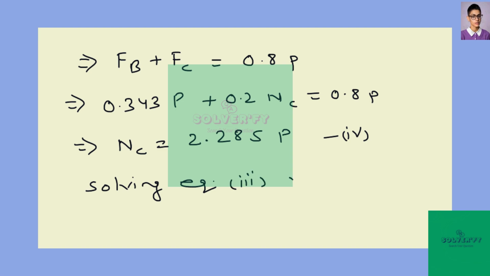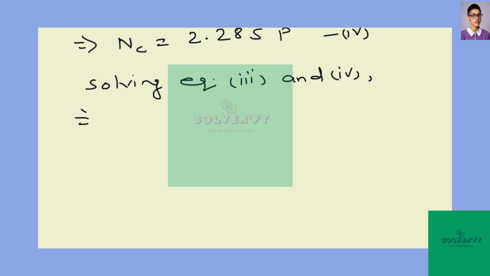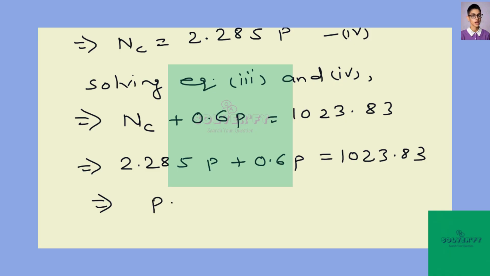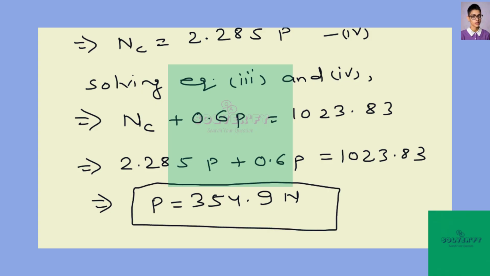Solving equation 3 and 4, we can write as NC plus 0.6P is equal to 1023.83. On solving, we get 2.285P plus 0.6P is equal to 1023.83, or P is equal to 354.9 Newton. That is our answer.